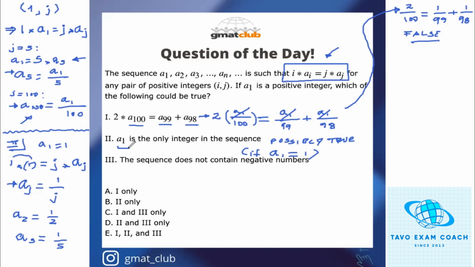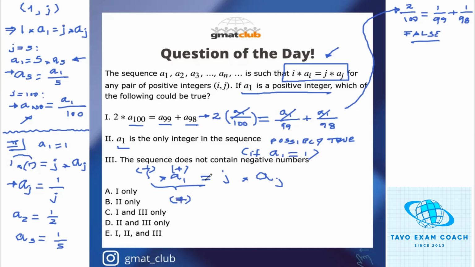What about the third one? In statement 3, it says that the sequence doesn't contain negative numbers. Well, is this true? Let's think for a moment that a sub 1 is a positive integer. We have this assumption here: a1 is a positive integer. So if a1 is a positive integer, notice that it needs to be true that 1 times a sub 1 be equal to j times a sub j for any positive integer j. But if a sub 1 equals a positive integer, then a positive integer multiplied by 1 would give a product that is positive.